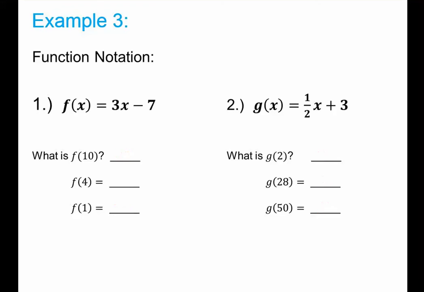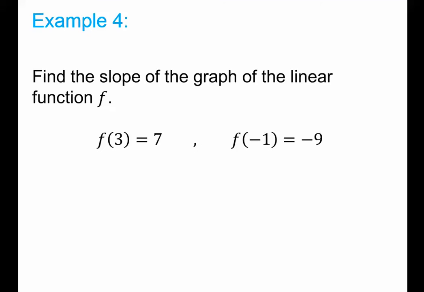Let's move on to the last example. And this one, I don't want to tell you how to do it. I want you to think about it and see if you can come up with it. It says find the slope of the graph of the linear function f. Okay, so we're talking about one function. We'll call that function f. And the only information that you know is that f of 3 equals 7. So when you plug in a 3, it spits out a 7. And f of negative 1 equals negative 9. So take that information. I want to know what the slope of the graph is.